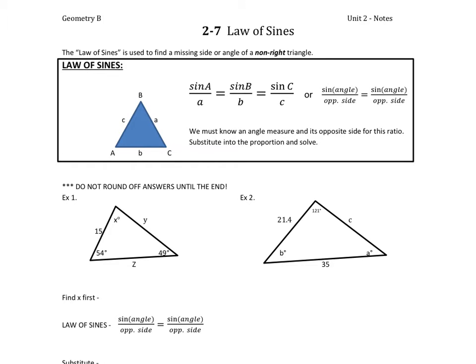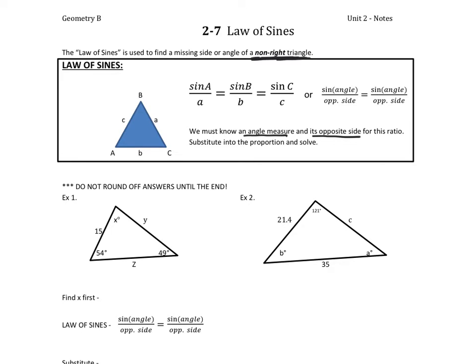We are now going to examine the law of sines, which is used to find a missing side or angle in a non-right triangle. In a right triangle, we use the Pythagorean theorem or right triangle trig ratios. The law of sines says that the sine of an angle over the opposite side is equal to the sine of an angle over the opposite side, which is equal to the sine of the angle over the opposite side. So we have to know an angle measure and its opposite side for this to work. And then we'll substitute and solve from there.